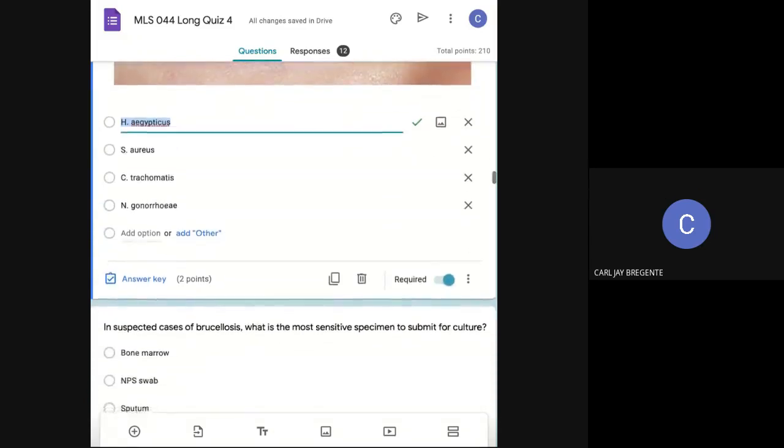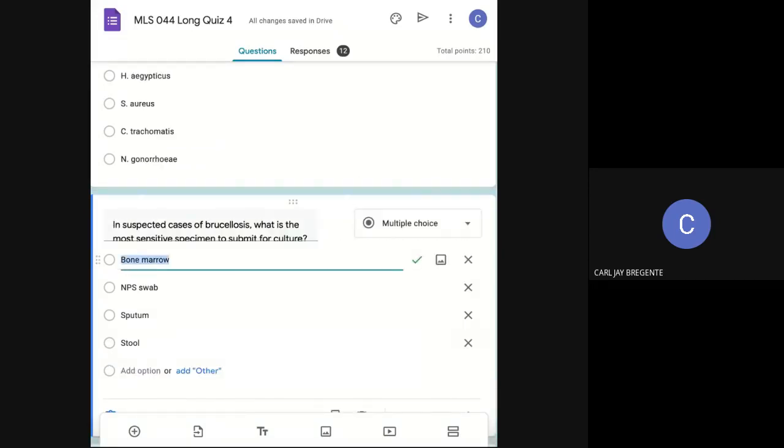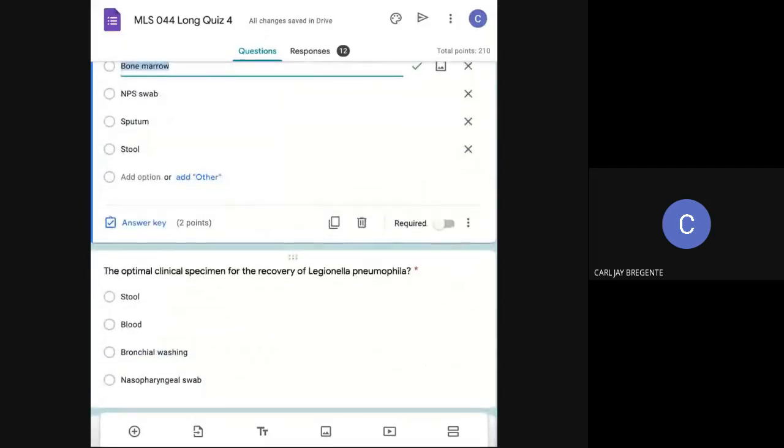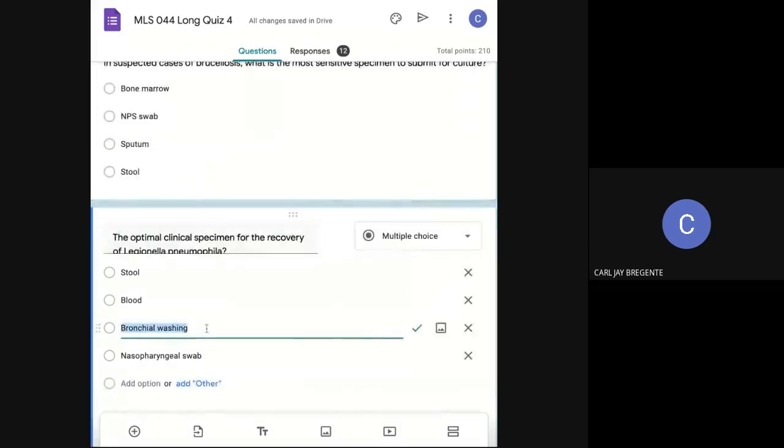Haemophilus aegyptius. In suspected cases of brucellosis, what is the most sensitive specimen to submit for culture? The correct answer is bone marrow. It is in your module. The optimal specimen for recovery of Legionella pneumophila. Since Legionella pneumophila affects the lungs, the clinical specimen of choice is bronchial washing. From the name itself, pneumophila, it causes lung diseases.